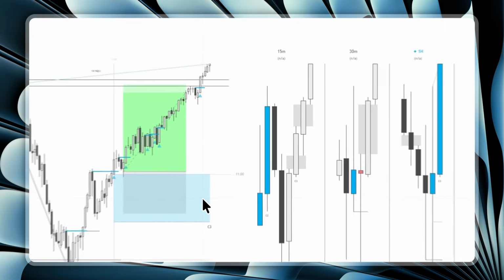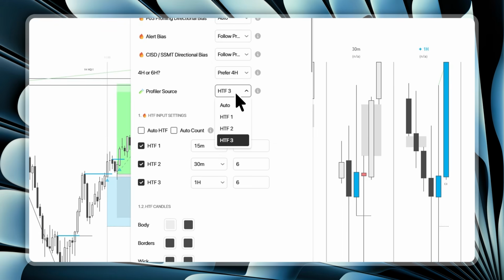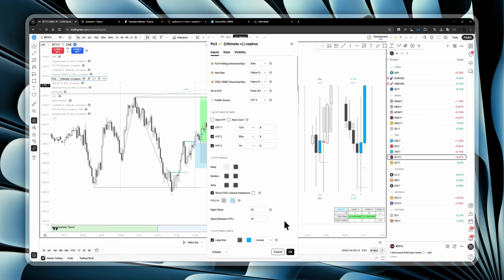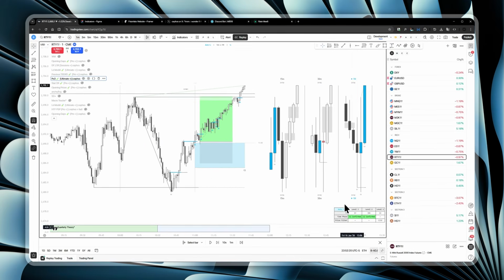So ideally, you want to make sure that this profiler source is following the main one that you're using in your model, right? For this model, the 1 hour is the highest. So I want to use this, right? So you can see that when I set it to HTF3 as 1 hour chart, C2 confirmed, and HTF2 as the 30-minute chart and a C2 confirmed, the moment the 1 hour chart closes and the wick forms as a C2, right? You can see the 30-minute also closes and forms a C2.